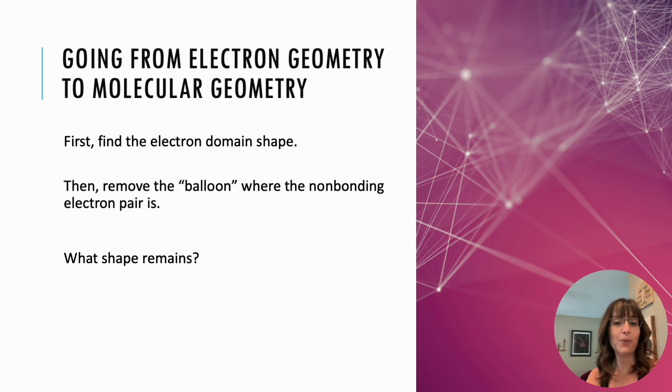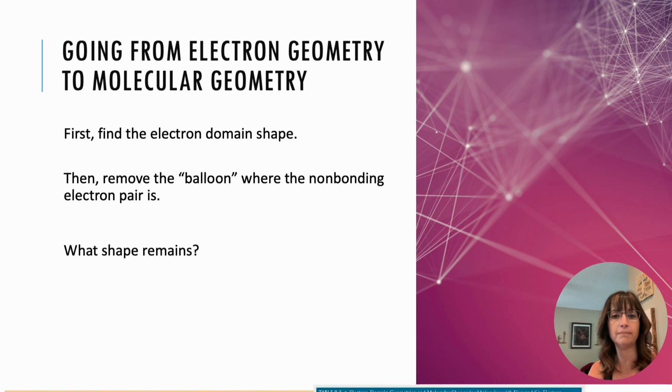So let's just review again. How do you go from electron to molecular geometry? Find how many electron domains there are. That gives you the electron geometry. Remove any of these balloons that are there because of the non-bonding electron pairs, and then see what shape remains. On the next slide, we'll look at all those exceptions.